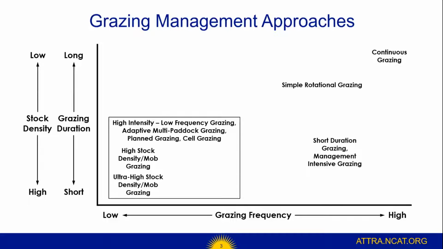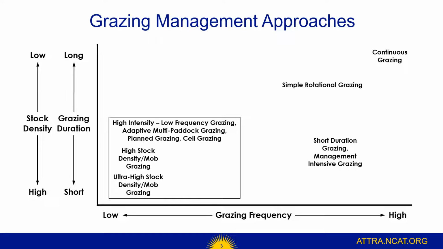Now, it's important to realize that where these different grazing systems sit in space on this graph is just very relative, since there are no numerical ranges for the definitions of a lot of these grazing systems. So what we're trying to do is place them in rough relationship to each other.